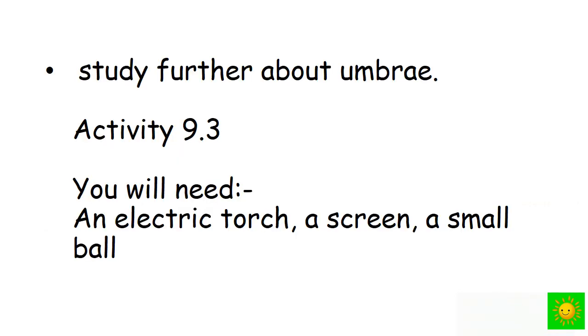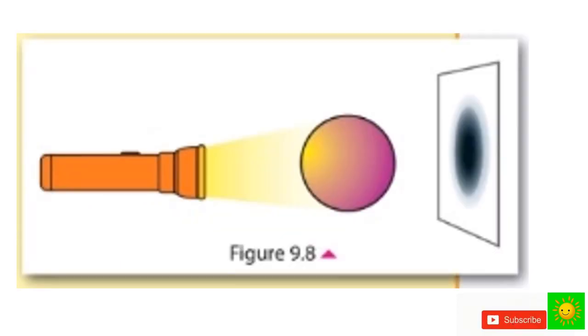Let's study further about umbra. By doing this practical, you will need an electric torch, a screen and a small ball. What you have to do? Place this ball in front of the lighted electric torch and obtain its umbra on a screen. Identify the dark brown or light brown umbra and penumbra of the ball. Change the distance between the ball and electric torch and observe how umbra and penumbra are changing.